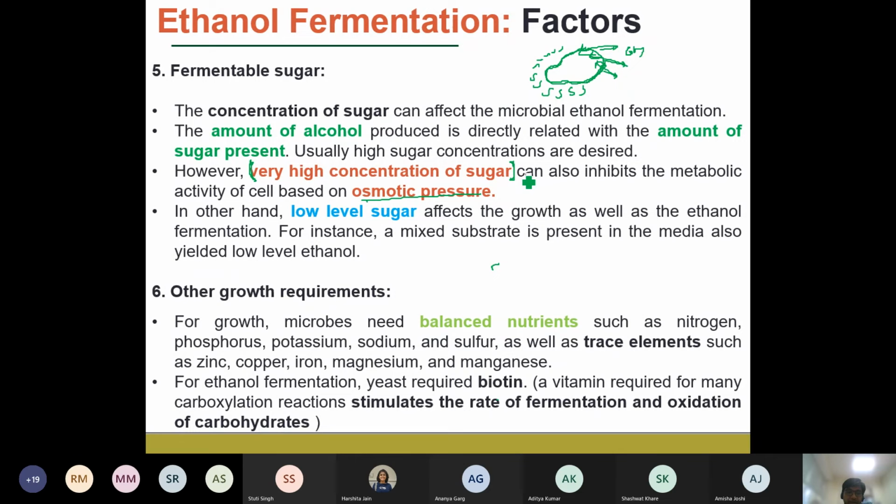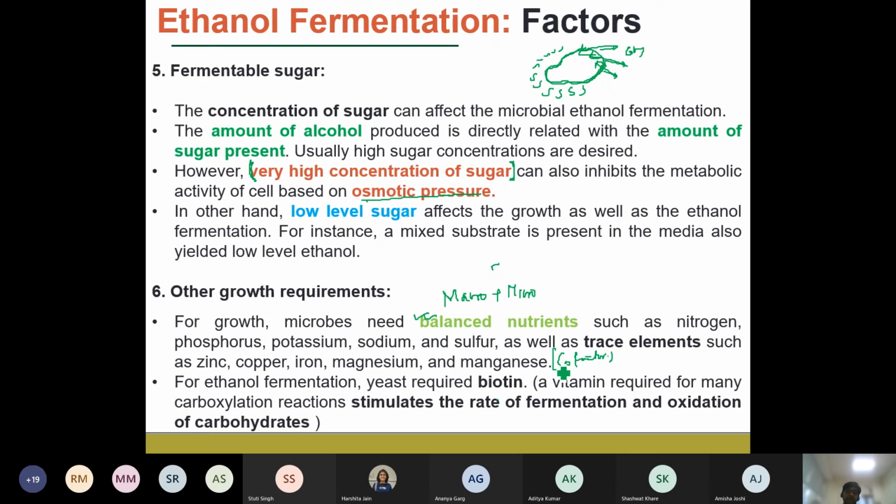And then come the other requirements. One of the main things is that there should be a balanced nutrient supply. That means both the macro components and the micro components of the nutrients should be present, and that is what makes it an ideal media for the fermentation. Generally some trace elements such as zinc, copper, and manganese act as cofactors in the biochemical pathways, like we have seen.